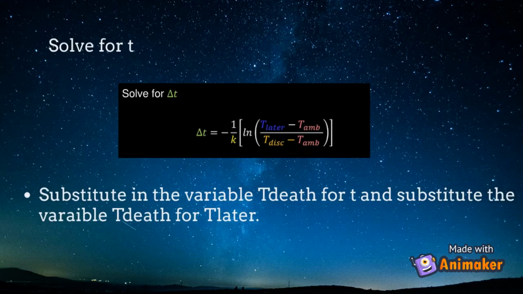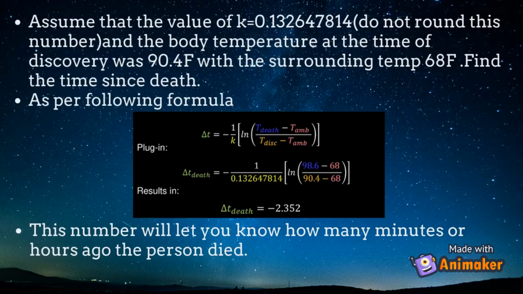Substitute the variable values for T and for T later. Assume that the value of K equals 0.132647814. Do not round this number. The body temperature at the time of discovery was 90.4 F with the surrounding temperature 68 F. Find the time since death, as per the following formula. This number will let you know how many minutes or hours ago the person died.